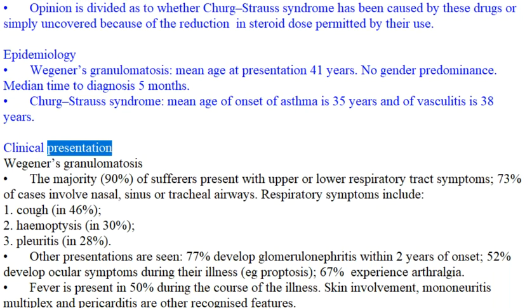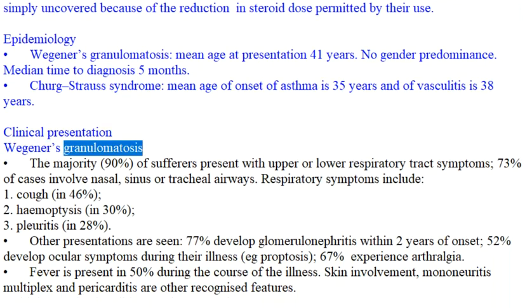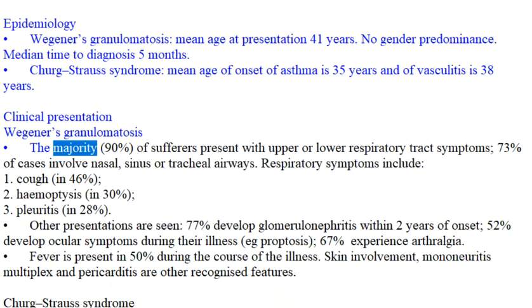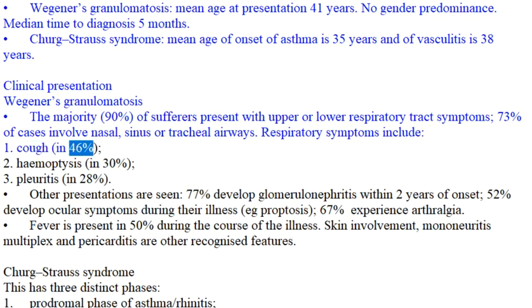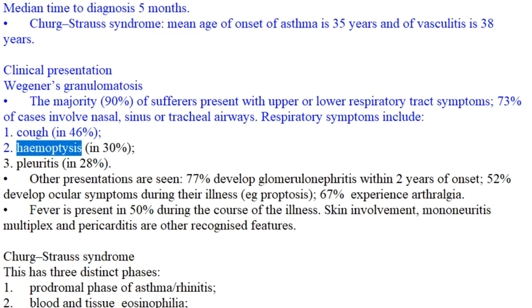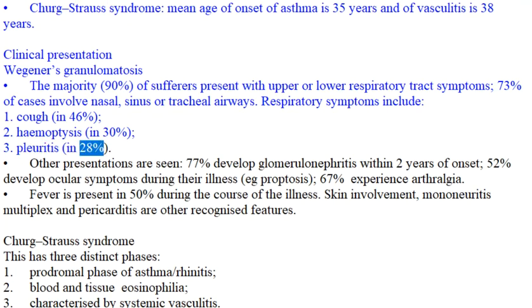Clinical presentation. Wegener's granulomatosis. The majority, 90%, of sufferers present with upper or lower respiratory tract symptoms. 73% of cases involve nasal, sinus or tracheal airways. Respiratory symptoms include: 1. cough, in 46%; 2. hemoptysis, in 30%; 3. pleuritis, in 28%.